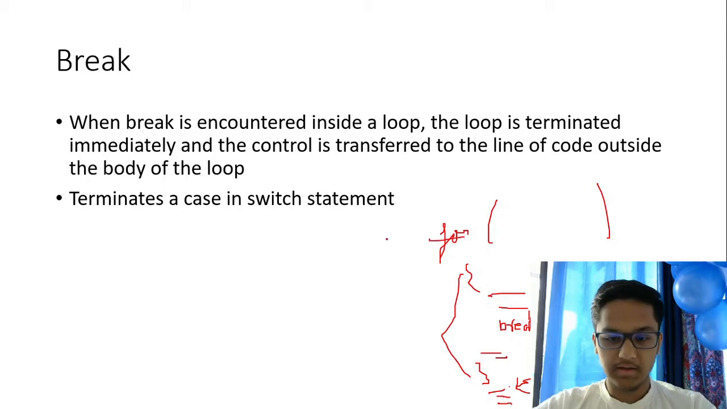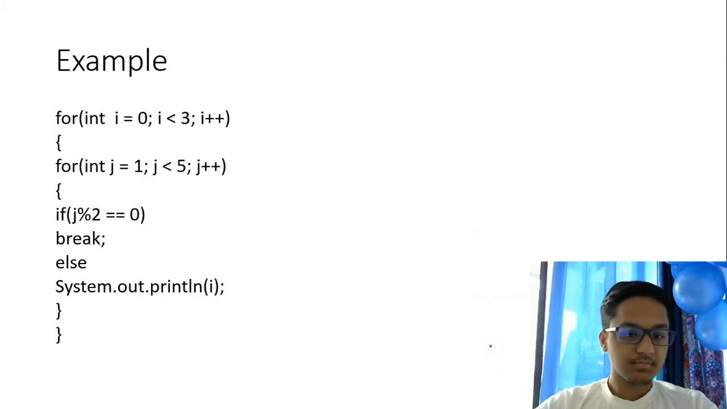So let's say we have a while loop over here, and if break is encountered again, it's going to transfer the control. Same for do while, it's going to transfer the control to the line of code outside the body of the loop. Now let's have a look at a quick example.